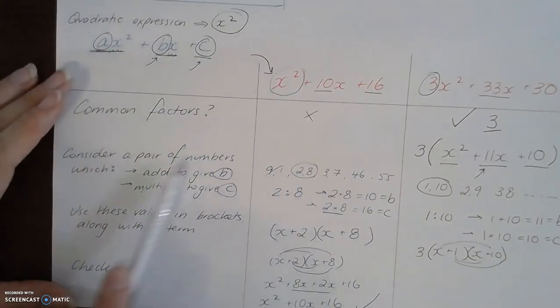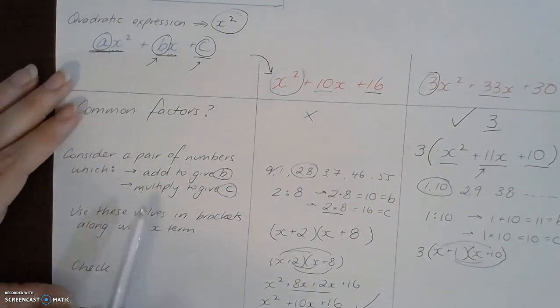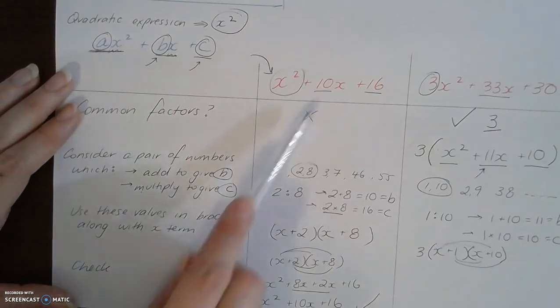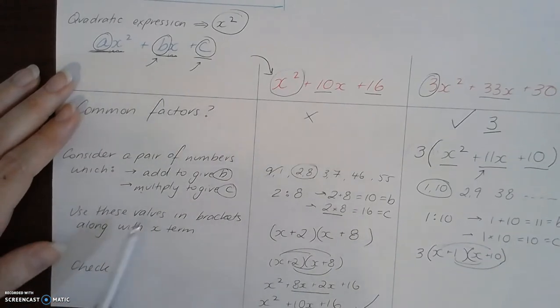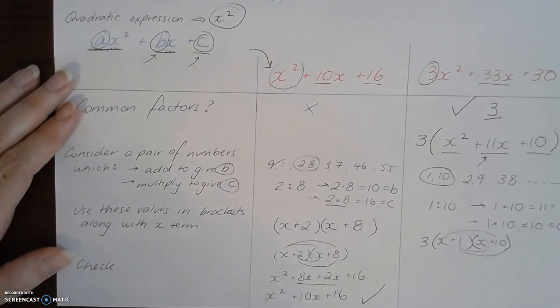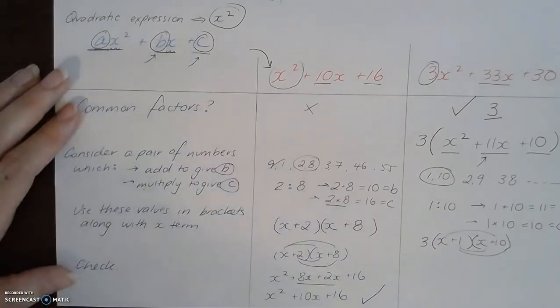So our steps are always, are there any common factors between all three terms? If there's not, then we need to look at our b and c value and find those pairs that add to give b and multiply to give c. And then we can put those pairs of numbers into our brackets, and we will use those pairs of numbers to tell us some more information about our quadratic expression later on.